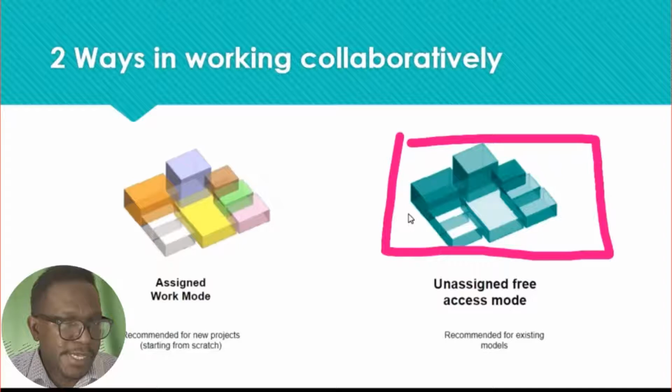Rather than the other method where the model would have been created already, and you're now creating work sets, they would have already had access to the entire model. Something like that, because in both methods you have access to the entire model. It's just that in the assigned work method, you basically create these layers and say, okay, John, you are for layer 1. Henry, you are for layer 2. Harry, you are for layer 3. But in the unassigned mode, you just jump in the model and edit whatever you want.